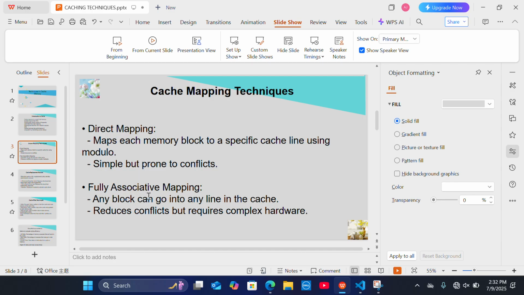And with the fully associative mapping, any block can go into any line in the caching. It also reduces conflict but requires complex hardware. So that's about the fully associative mapping.